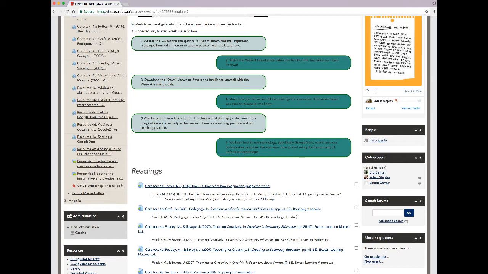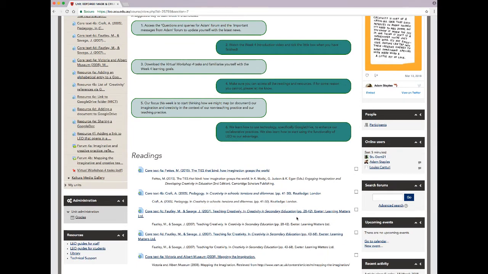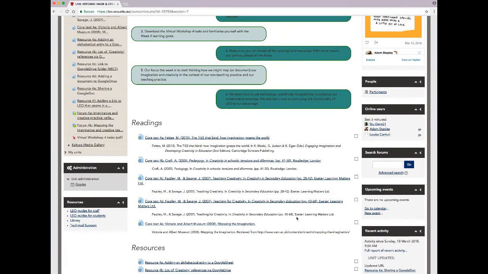So this week is looking at what we do as imaginative and creative adults and what we do as imaginative and creative teachers. The first thing you're going to be looking at is what it is to be an imaginative and creative adult. So you're going to be self-reflecting on those processes, practices and behaviors that you do in your own life. And then we're going to build into that what it is to be an imaginative and creative teacher.